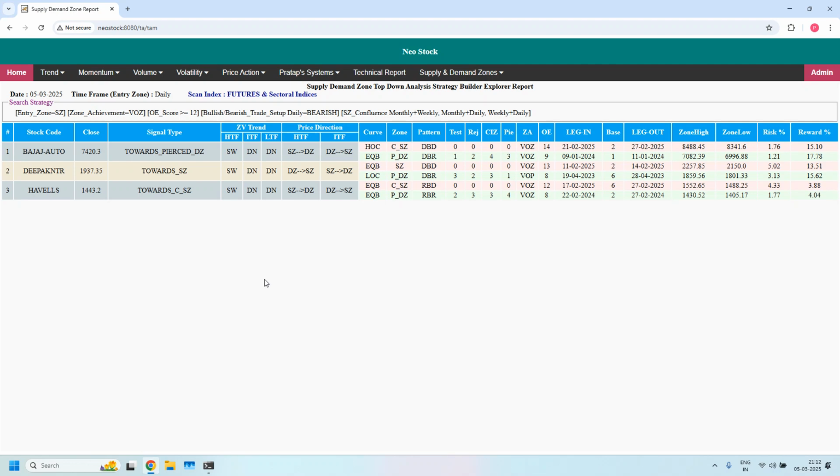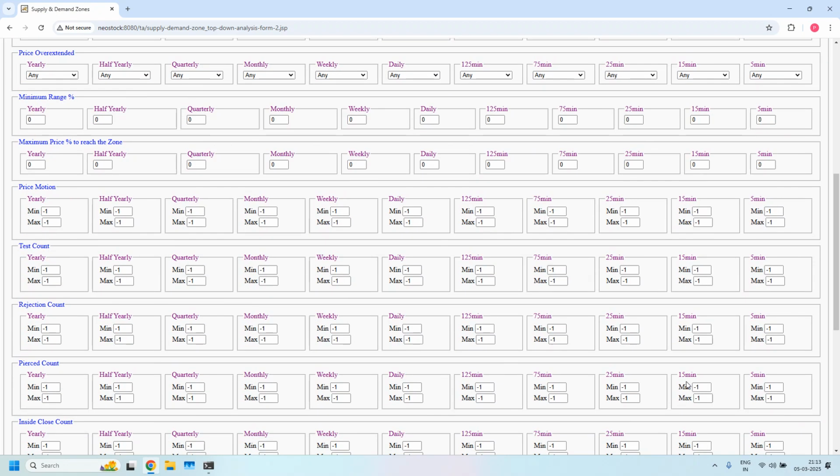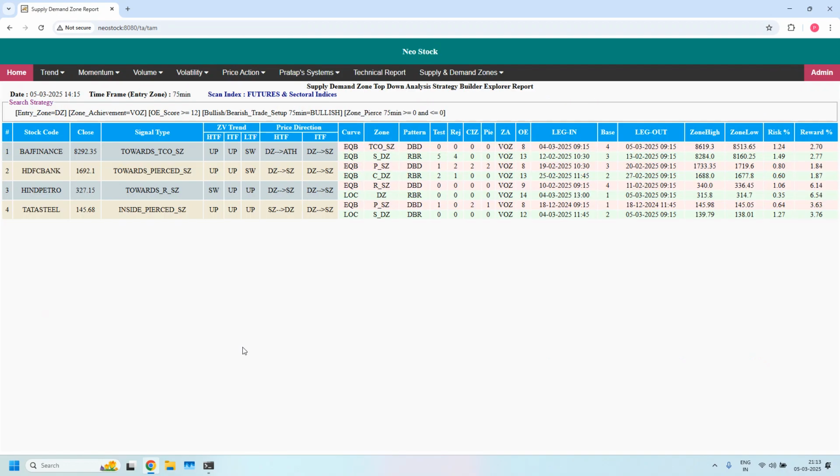Next we will look into bullish trade setup for weekly income trade. Entry time frame 75 minutes, entry zone, demand zone. And selecting bullish, zone achievement V was at, minimum order enhancer score 12. And the pierced zone, in the pierced zone 75 minutes, minimum value 0, maximum value 0, pierced count. So we got 4 stocks, bullish trade setup for weekly income trade. Entry time frame 75 minutes, demand zones.